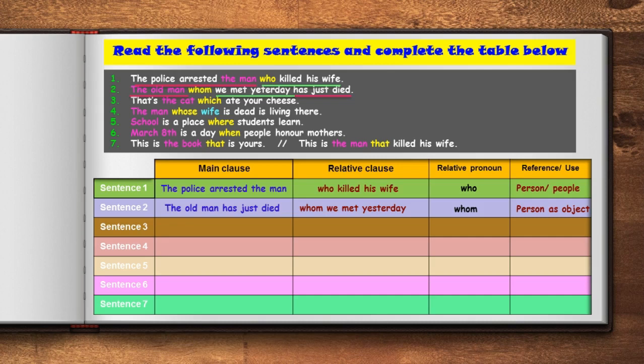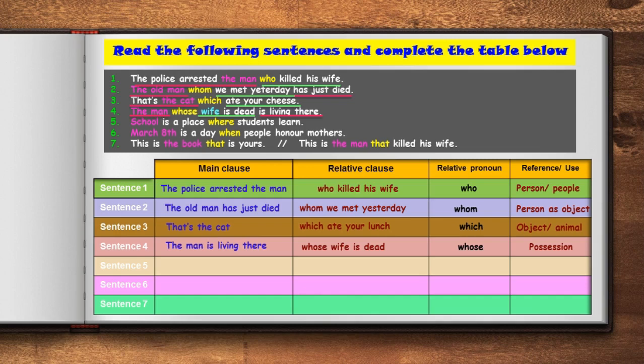Number 3, we've got: that's the cat which ate your cheese. The main clause is that's the cat, and the relative clause is which ate your cheese. The relative pronoun is which, and we use it with objects, animals or things. Number 4: the man whose wife is dead is living there. The main clause is the man is living there, and the relative clause is whose wife is dead. The relative pronoun here is whose. We use it when we talk about possession.